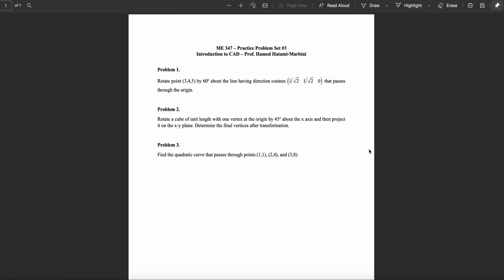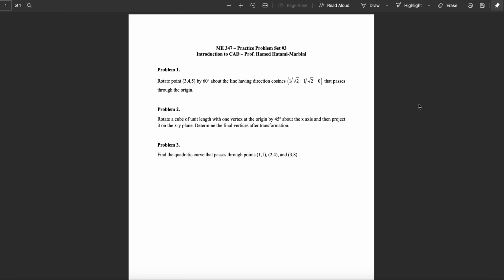The second question requires the students to rotate a cube of unit length with one vertex at the origin. The students are asked to rotate the cube by a 45-degree angle about the x-axis and project the cube on the xy plane and determine the final vertices. And for the third question, the students are asked to find a quadratic curve that passes through the given 3 points. So to solve these questions, we obviously have to look at the lecture video.